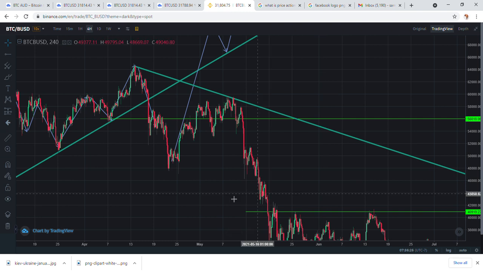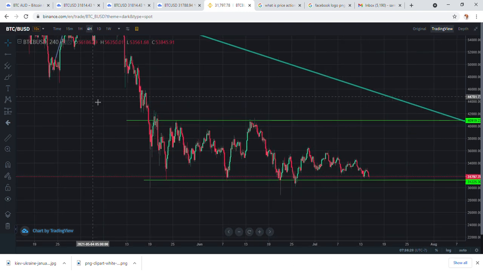But the market didn't break there. What happened? It gets down here, then the market starts ranging. You understand? Now how do range traders trade? They buy at this point, they sell at this point, they buy at this point, they sell at this point, they buy at this point.